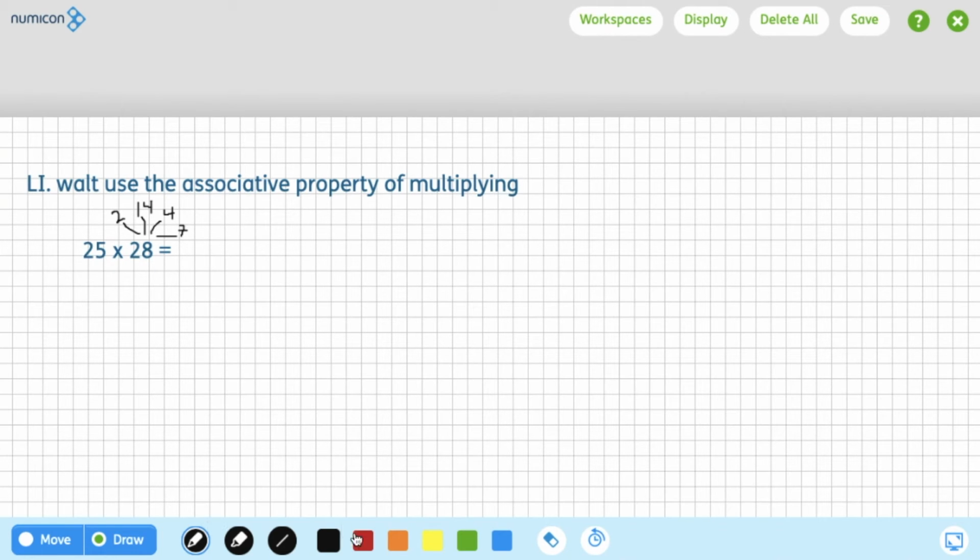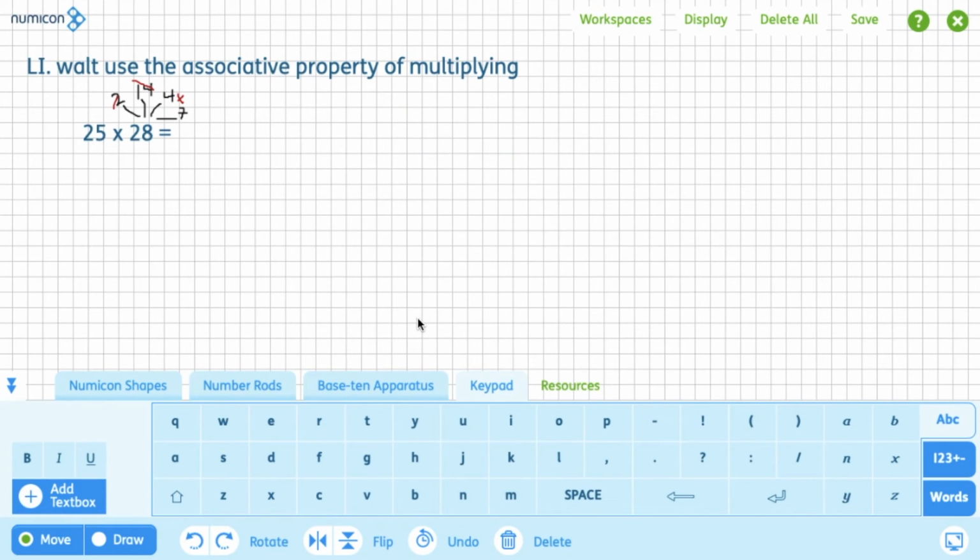So thinking here, 2 and 14 are a bit useless. I don't want to use 2 and 14. I want to use 4 times 7, because 4 times 7 is going to help me make that 25 a 100. All right, so then we're writing in 25 times 4 times 7, because 4 times 7 equals 28, and I've just used the associative property to sub that out, which is equal to 100 times 7, which is equal to 700. Bing, bang, boom. Nice and simple.